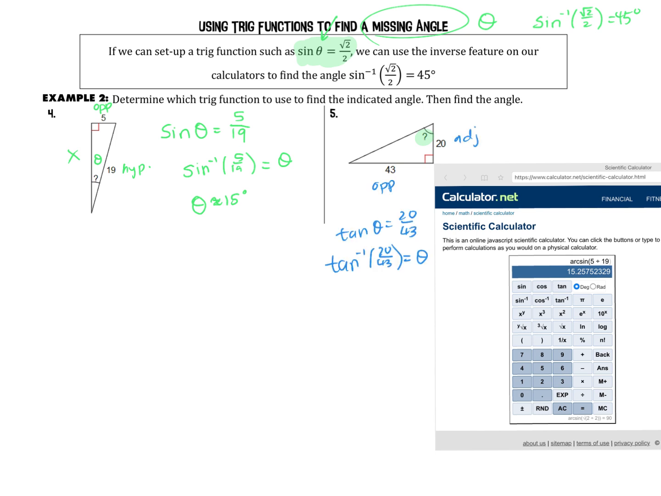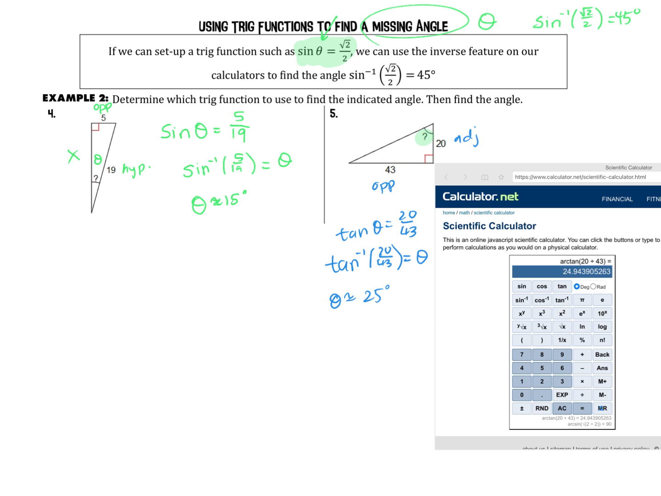So we know opposite and adjacent. We don't know the hypotenuse. Yes, we could find it, but we don't know it right now. So we're going to use tangent. We're going to push tan inverse of 20 over 43 to figure out what our angle theta is, and that's going to give us that theta is approximately 24.943. So let's say theta is approximately 25 degrees.